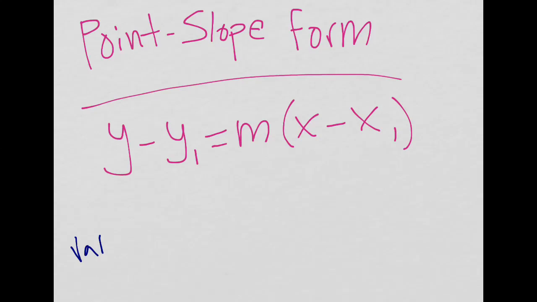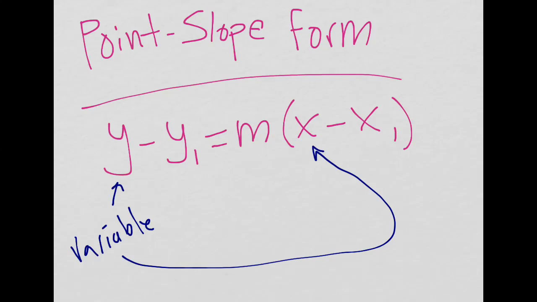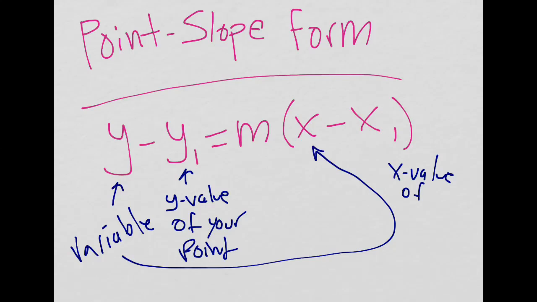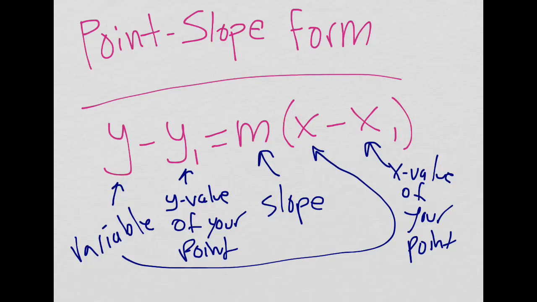First off, the y and the x are simply the variables. So that y and that x right there are just the variables, so those will remain as y and x. y1 is the y value of your point. x1 is the x value of your point. And m is, of course, your slope. So this is the form we want to use, but let's start from the very beginning.